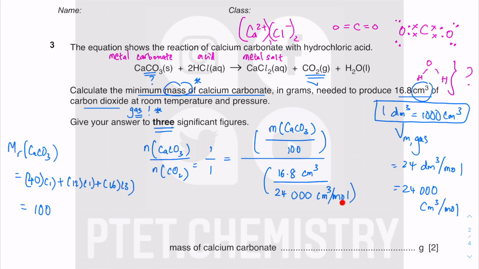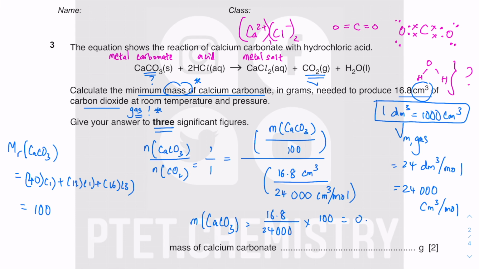This cm cube divided by the molar volume will give you the actual mole of CO2 produced. That comes from the actual mole of calcium carbonate that is needed to produce however much that is. This is 1 and 1, so I can move this up there, and hopefully you can see that after I rearrange everything, I'll get 16.8 over 24,000 times 100, because I've just moved this up there and then equal to that, and then move the 100 up there, so it becomes multiplied by 100. So you can do it step by step if you couldn't see what is going on.